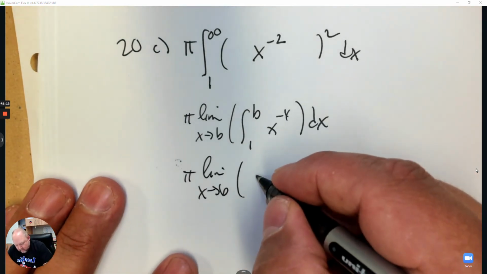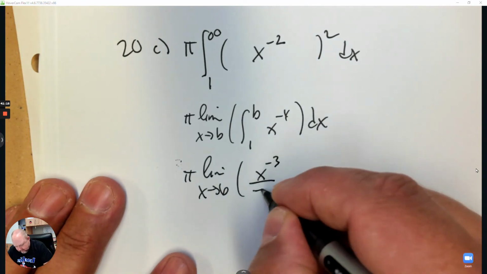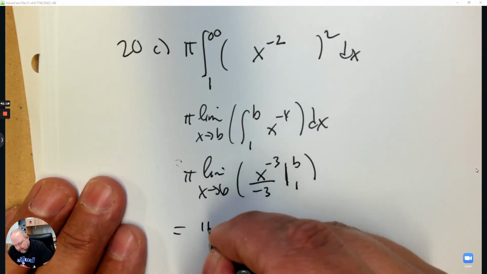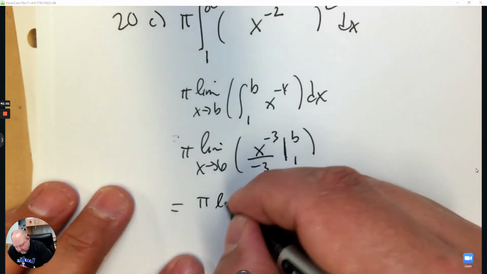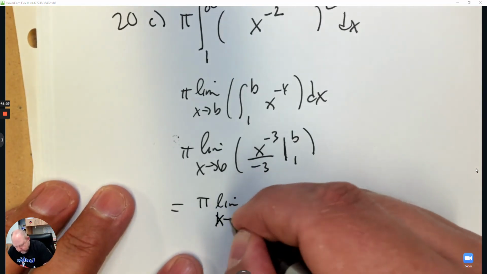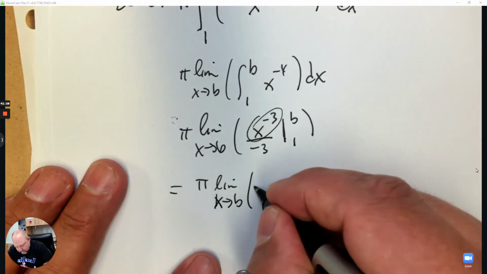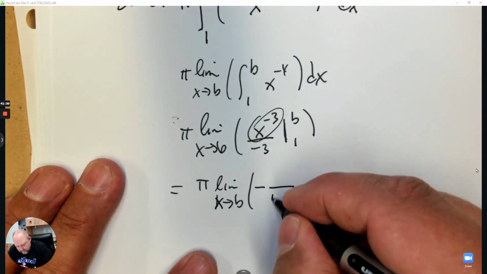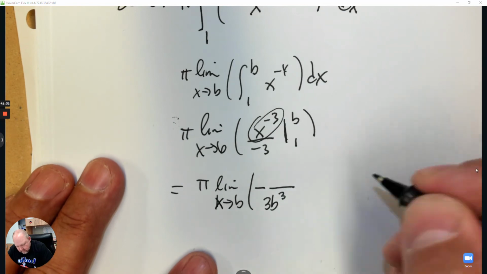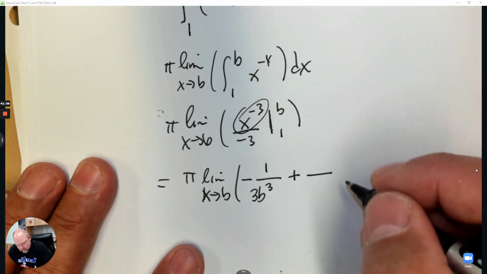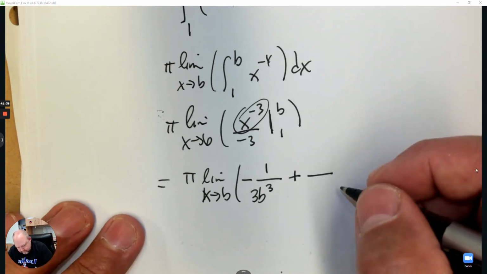So I'm going to add 1 to the exponent and divide, from 1 to b. At this step, I'm going to write it calculus friendly, or algebra friendly. So this is going to go in the denominator. So we have 3b cubed in the bottom. Subtract a negative. Put in 1.